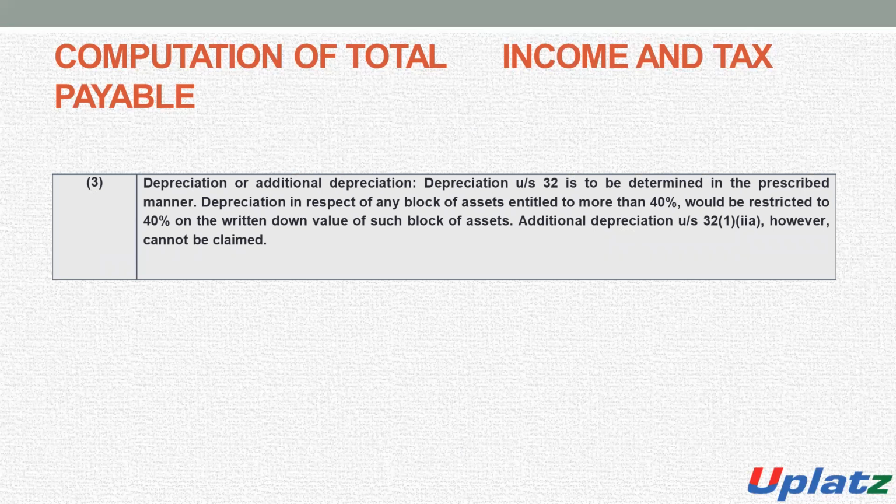Means if there is any assessee who wants to calculate the income taxable under the Income Tax Act, and calculates the amount of tax as per the concessional rate of tax, then the additional deduction is not available to such assessee. And in the case of depreciation, it will be restricted to a maximum of 40% of WDV.